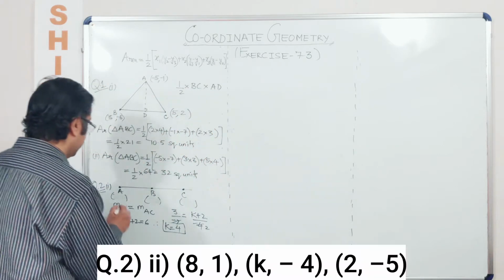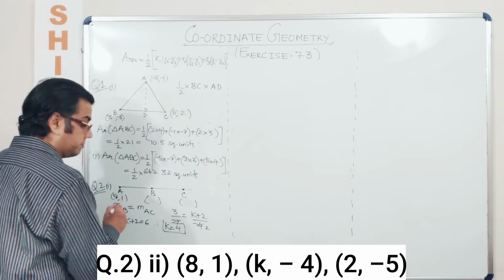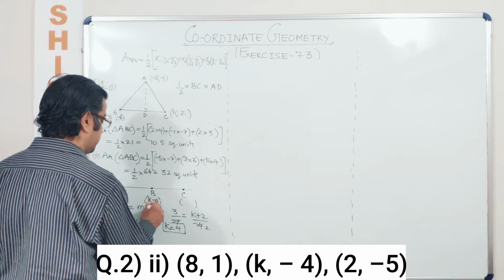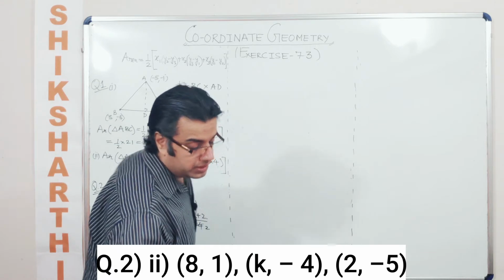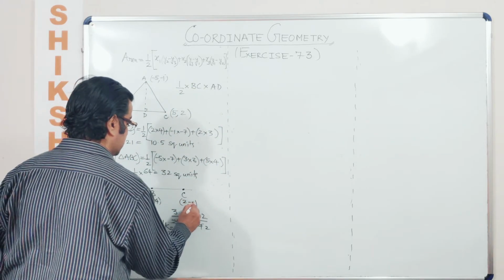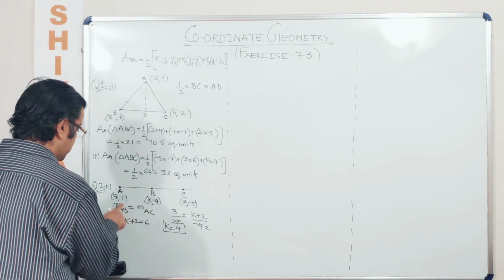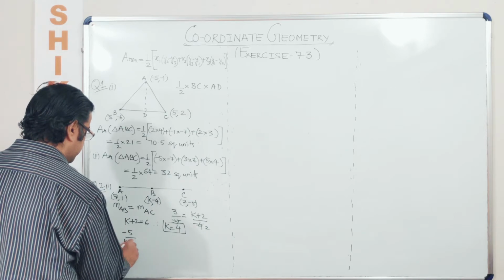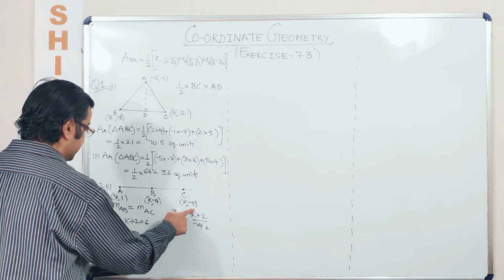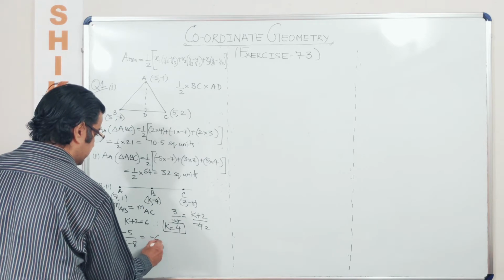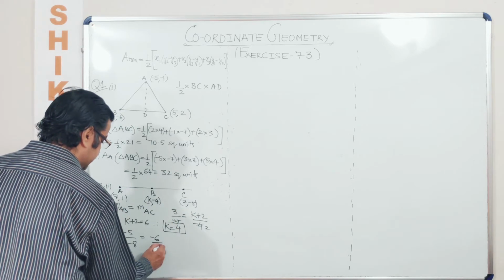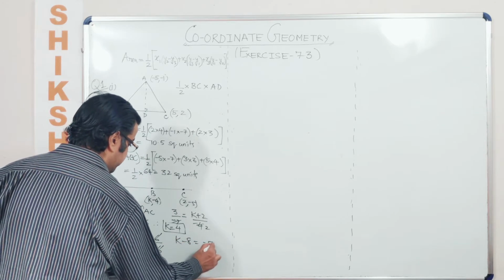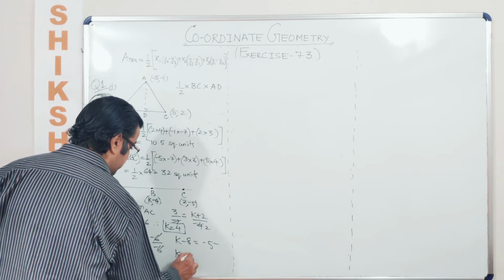So let us say that there are 3 points which are collinear to each other, and the coordinates given to you here are 8, 1, k, minus 4, and the last that they have given to you here is 2, minus 5. So using the same condition, can I say minus 4 minus 1, which is minus 5, divided by k minus 8, should be the same as minus 5 minus 1, which is minus 6, divided by 2 minus 8, which is minus 6. So from here we will be able to say that k minus 8 is equal to minus 5. Further on, we'll be able to say that k is equal to 3.